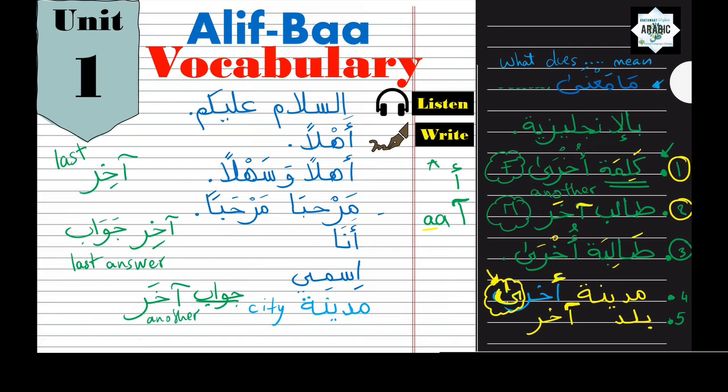Great. So the last word is fi. That's it. That's the last word in this unit. It's fi. Let me write it with the same color. Fi. Do you remember what fi means? Fi. In. ممتاز. جميل.